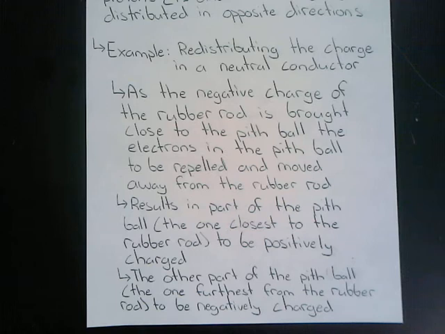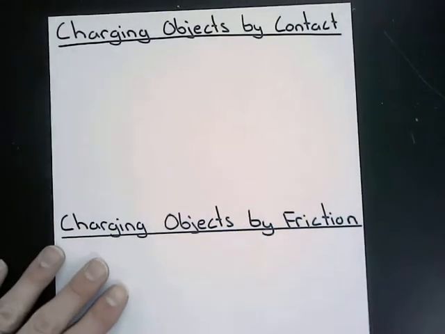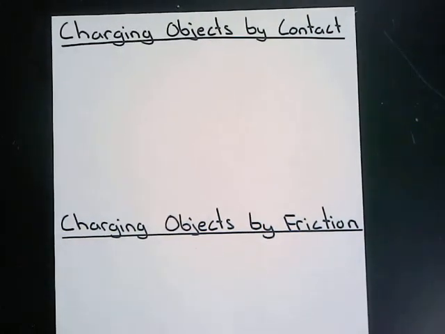Okay, so now we can move to how we can charge objects. And there are two main ways that we can simply charge our objects. So our first method to charge objects is through contact. It occurs when objects are charged by touching a charged object to a neutral object.